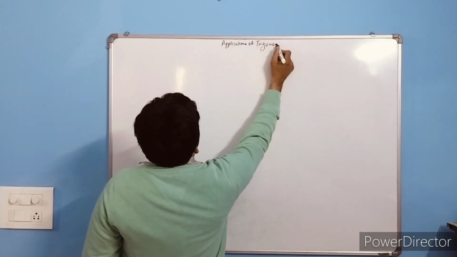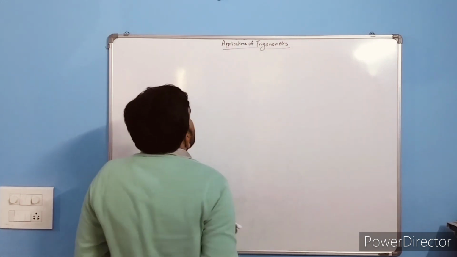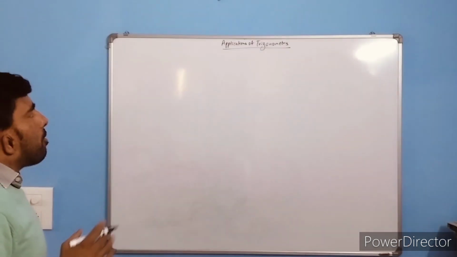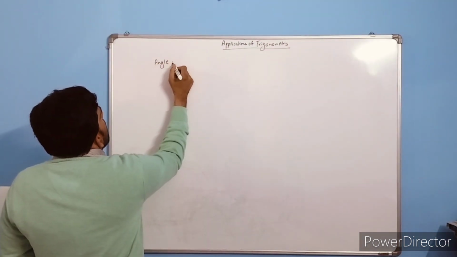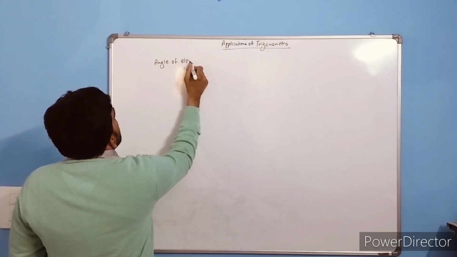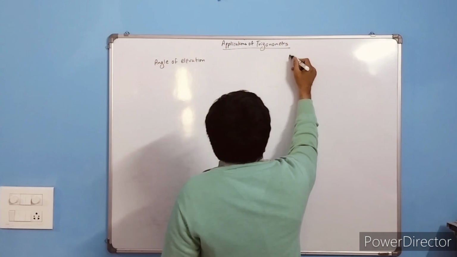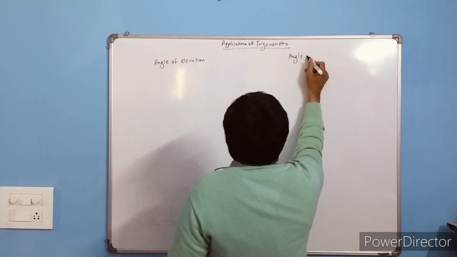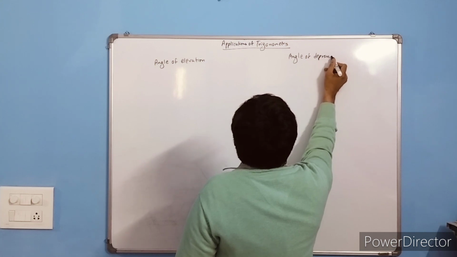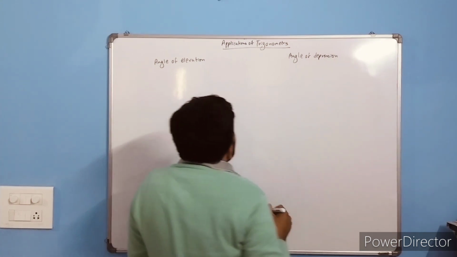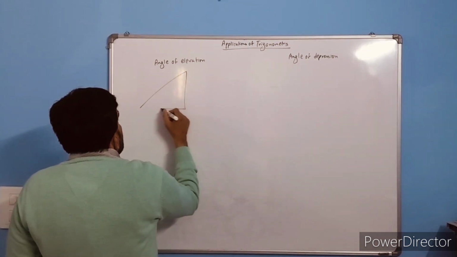Now, the concept behind this says that we have two things. Number one, angle of elevation. And another thing is angle of depression. Now, we'll draw two things.